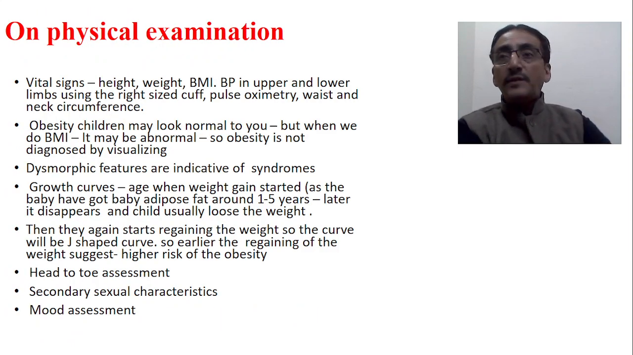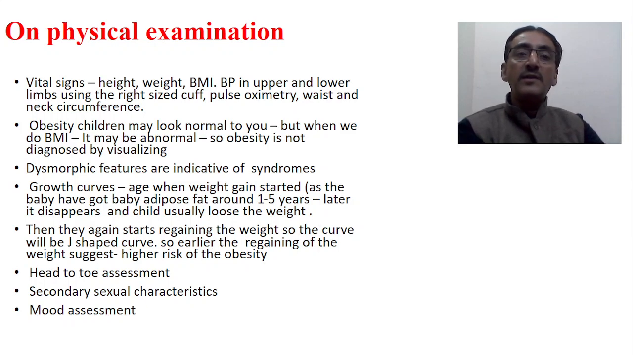Now, if you see on physical examination, what are the things that we have to see? Vital signs. First, go for the vital signs. Look at the height. Height is important. Weight is important. If the weight is also increased, height is also increased, this is a definite case of nutritional obesity. Okay, height, weight, then BMI. These are the basic things.